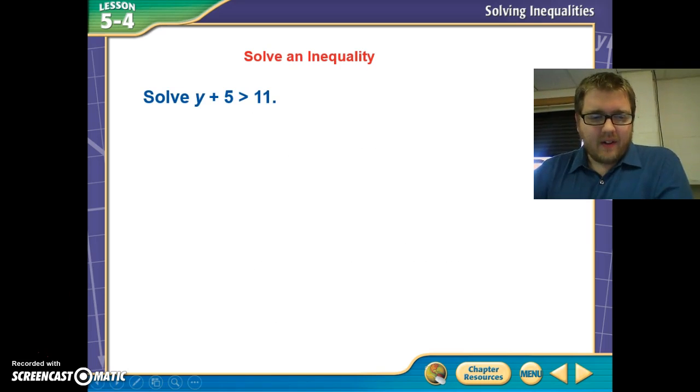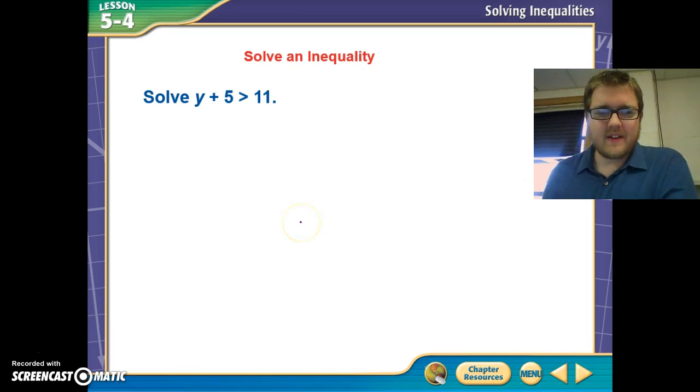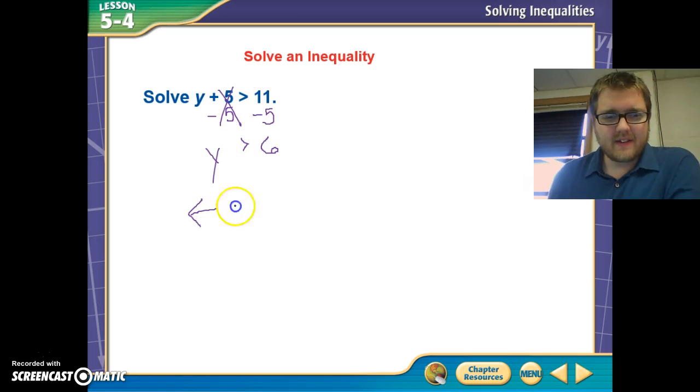So solving an inequality, we have here y plus 5 is greater than 11. So we want to know what range of values y can have. Just like with equality, we'll pretend this is equal for now. And let's just subtract 5 from both sides because the rules still apply. I'm allowed to do the same thing. 11 minus 5 is 6. And that's my answer. Y has to be greater than 6. So we're just going to draw an open circle.